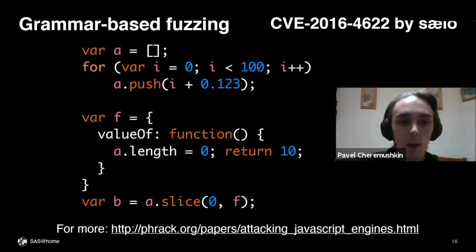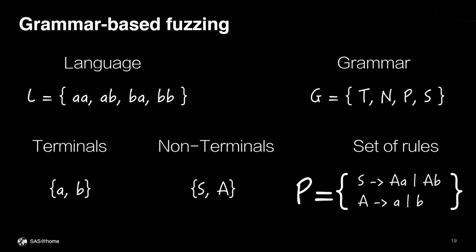So this is the code that triggers the bug. Here is some array which has been created first. Here is some cycle which is populating this array, and there is some weird object with weird property, and a function call, and this results in a memory corruption bug. So how do we detect bugs like this?